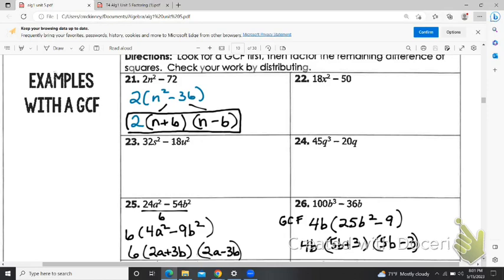So inside the parentheses, they should not still have anything in common. So if I would have done 10 and 6, they would still be even, and they would have things in common. So take out your GCF first, even if they happen to already be perfect squares. That gives you what you need to know to do the next page.